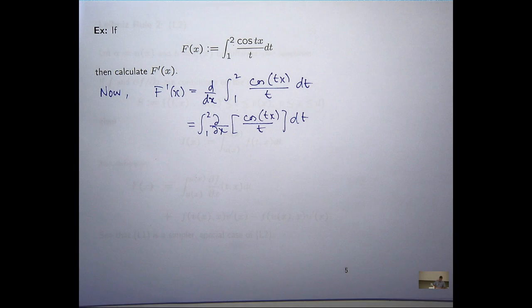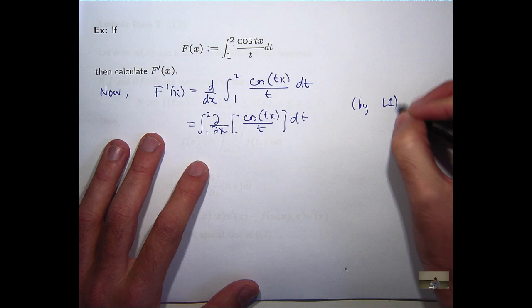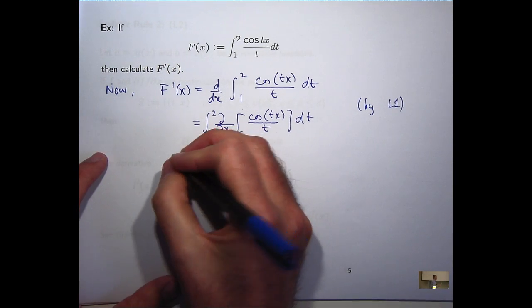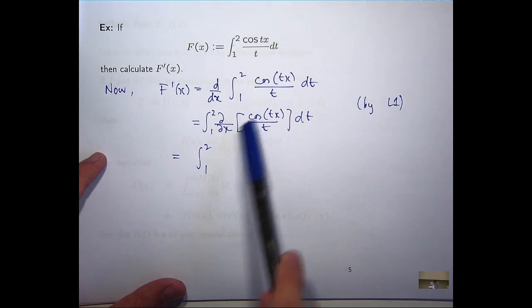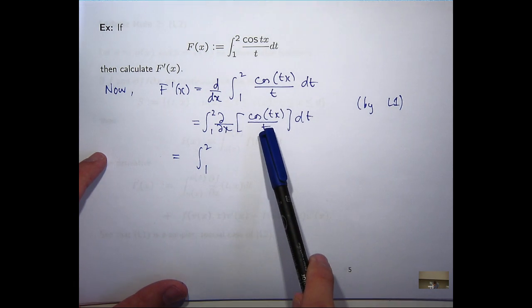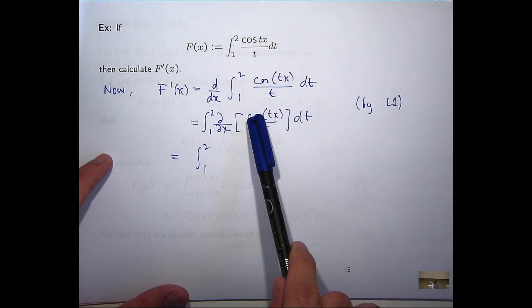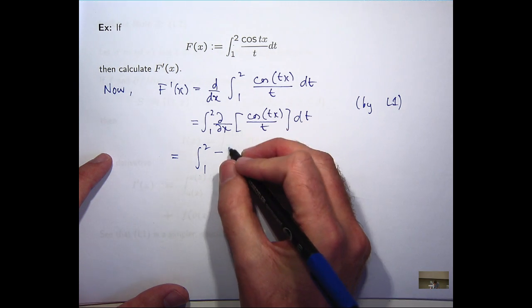Here I've just used Leibniz rule 1, L1. So let's compute that partial derivative and then see where that takes us. I want to compute the partial derivative of this with respect to x. So I hold t constant and differentiate with respect to x. So cosine is going to go to negative sine, and that t is going to come to the front.